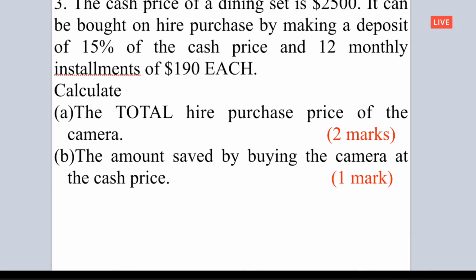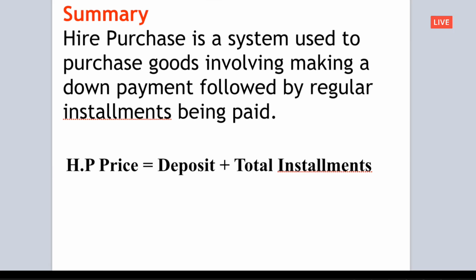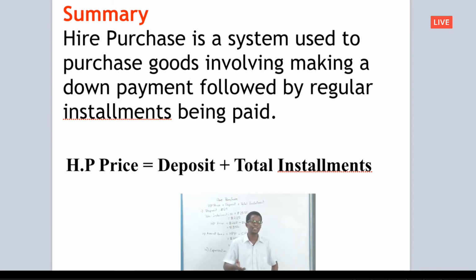So now let us sum up today's class. We learned about another aspect of consumer arithmetic. We learned about hire purchase. It is a system used to purchase goods involving making a deposit or down payment, followed by regular installments being paid. And we also deduced the formula for finding the hire purchase price, which is the deposit plus our total installments.